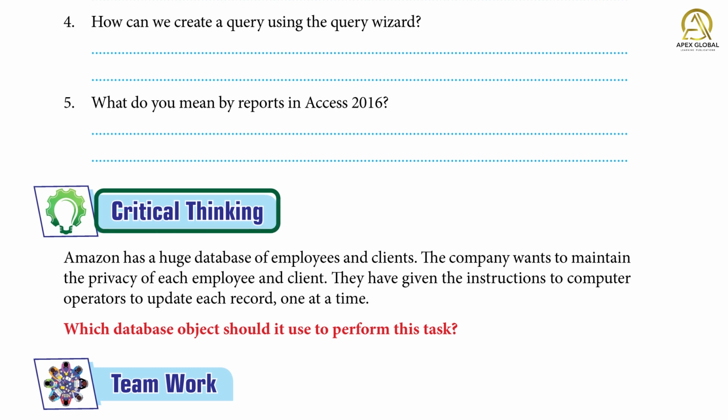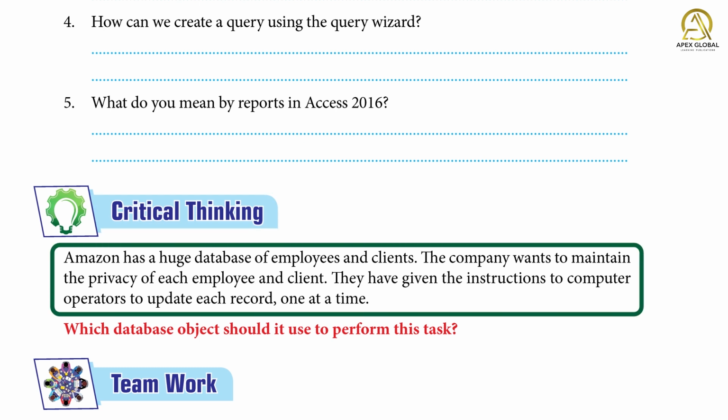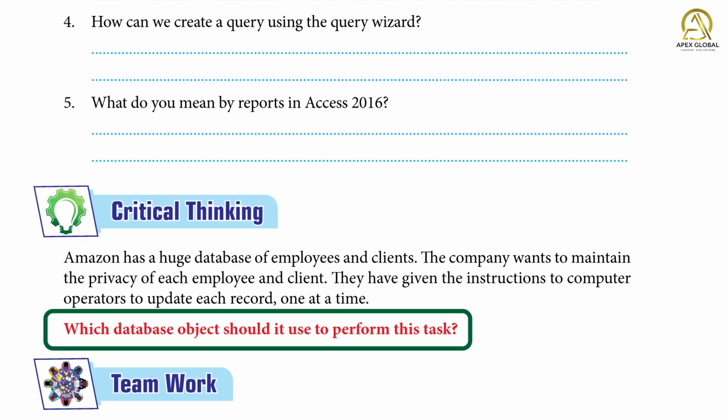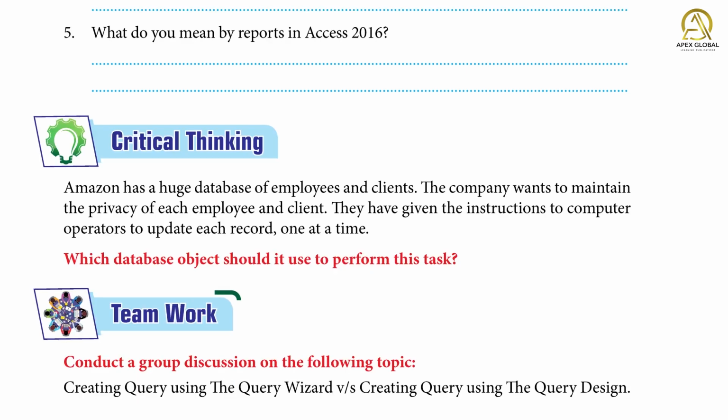Critical thinking. Amazon has a huge database of employees and clients. The company wants to maintain the privacy of each employee and client. They have given the instruction to computer operators to update each record one at a time. Answer: ask students to do it by themselves.